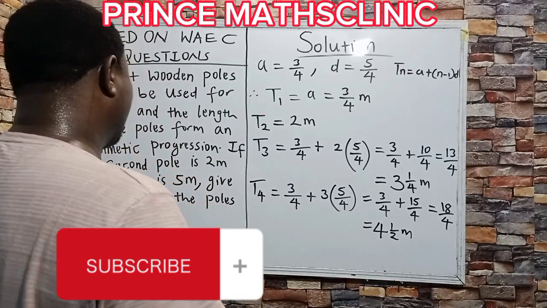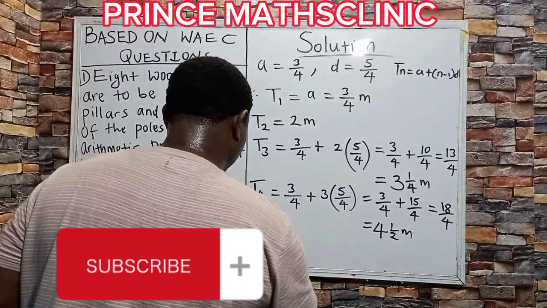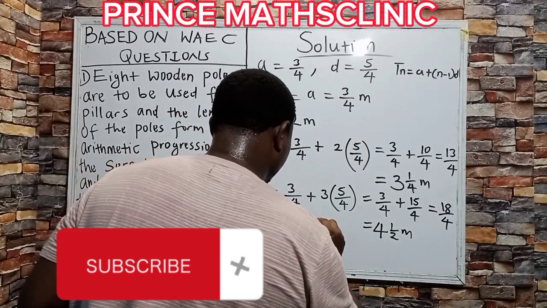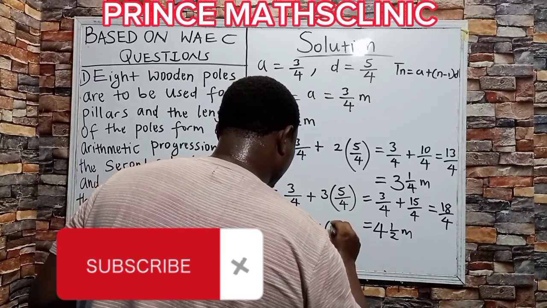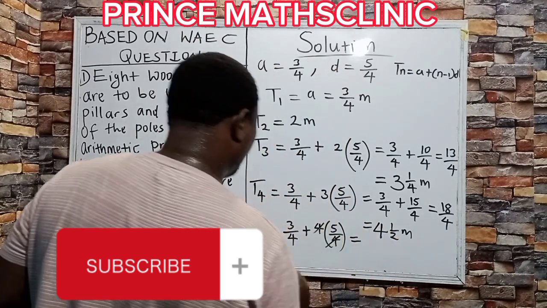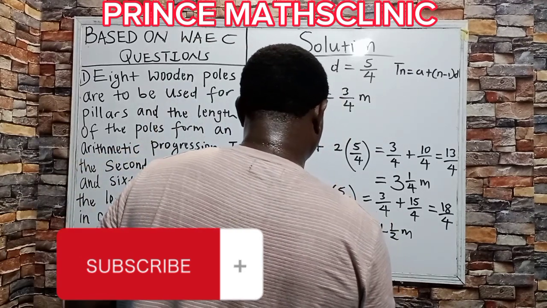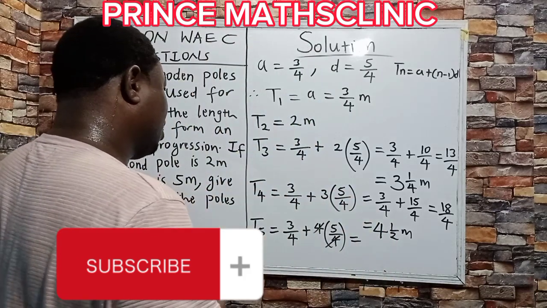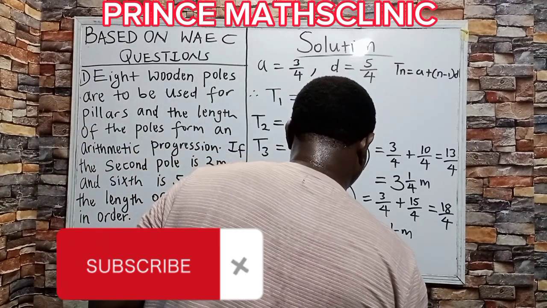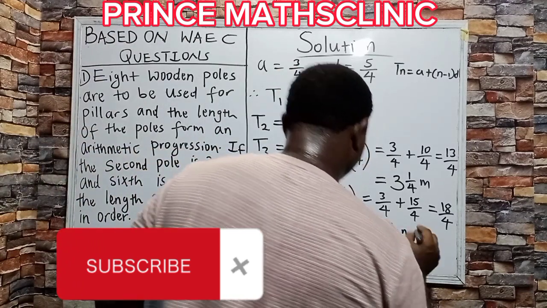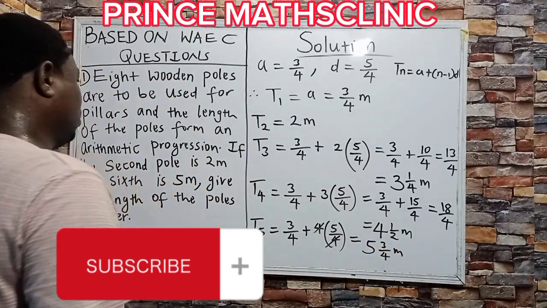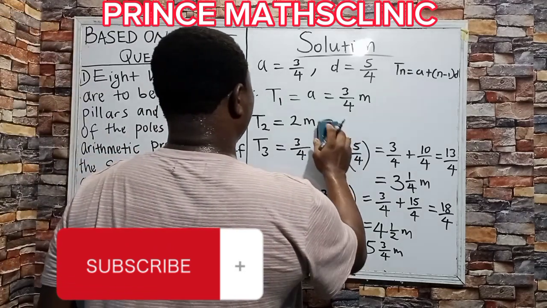Then we have the fifth term, which will be 3 over 4 plus 4 times 5 over 4. So 4 we cancel 4. So you have 5 here, right? Plus 3 over 4. So this will be 5 whole number, 3 over 4 meters. Then we have been given our sixth pole, right? So let's look for the seventh pole.